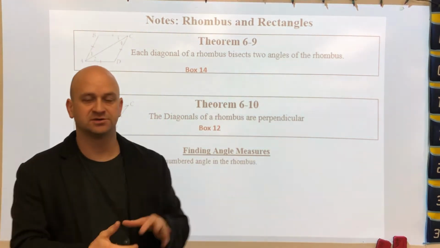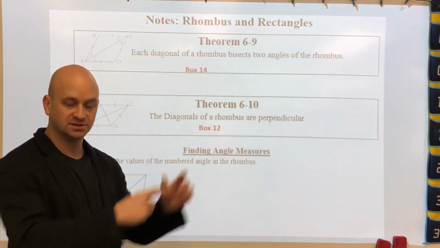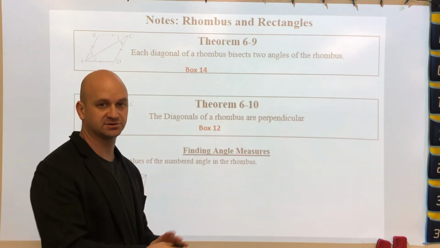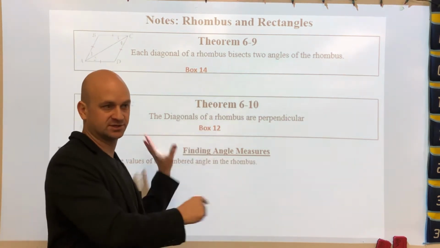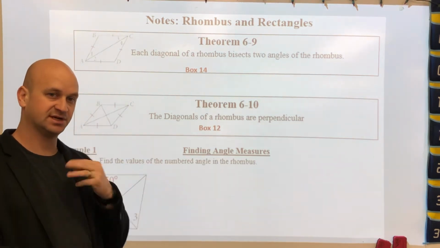All right, so we're continuing our study of parallelograms, and in this we're going to talk about rectangles and rhombuses. And these are the two kids of the parallelogram. So the parallelogram had two kids, rectangle and rhombus. And these have properties for sides, angles, and diagonals.